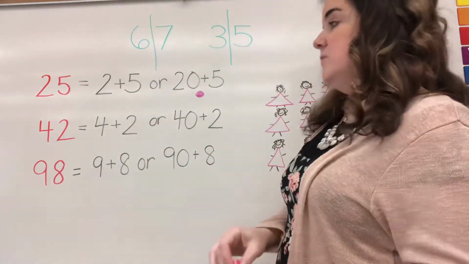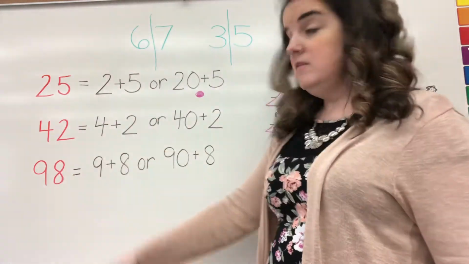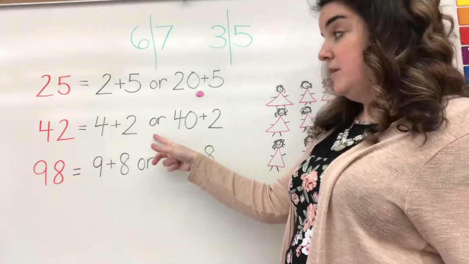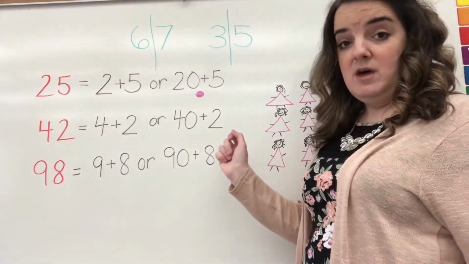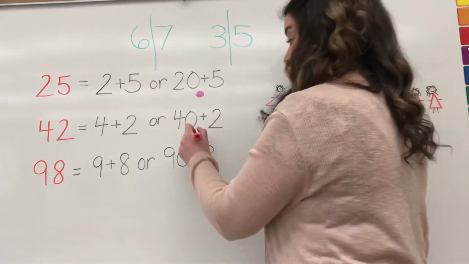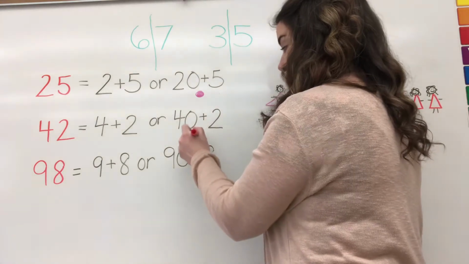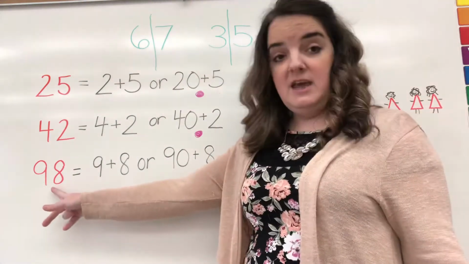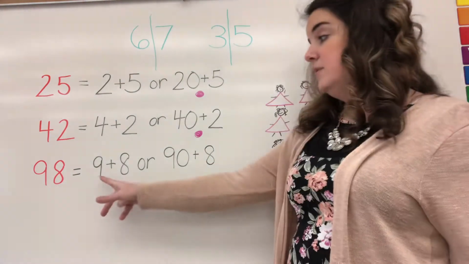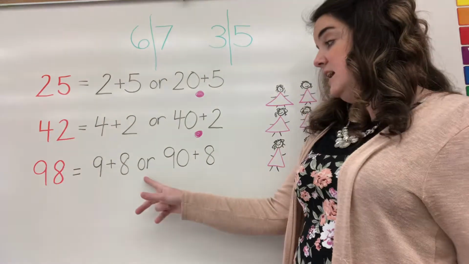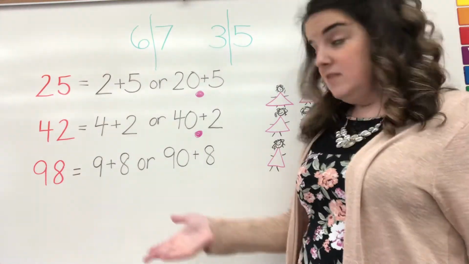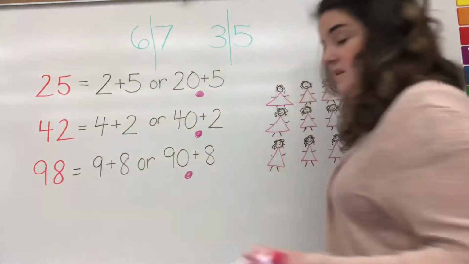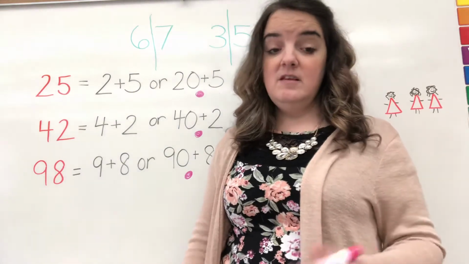And if you were to add 20 and 5 together, you would get 25. Let's go to the second row. We have the number 42. Does 42 equal 4 plus 2? Or does the number 42 equal 40 plus 2? And the correct answer is 40 plus 2. So I'm going to fill in the circle under that equation. And then the last one is number 98. Does number 98 equal 9 plus 8? Or does 98 equal 90 plus 8? And the correct answer is 90 plus 8. So that is for section 1.